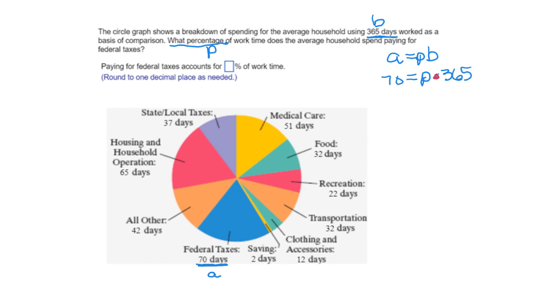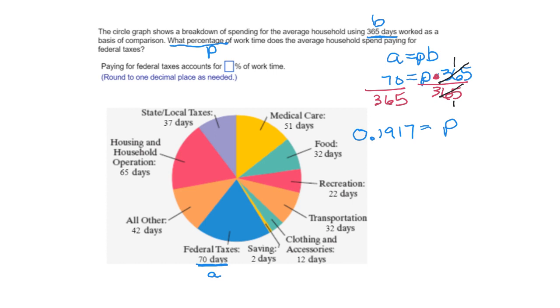Since this is multiply, we do the opposite of multiply and we divide both sides by 365. Dividing out 365 from the right-hand side of the equation leaves you 1 times P, or just P. And then we're going to take 70 divided by 365 and place that in our calculator. We should get something similar to this, 0.1917.